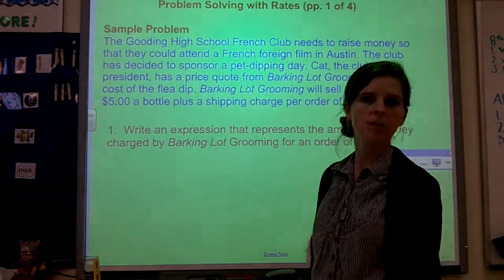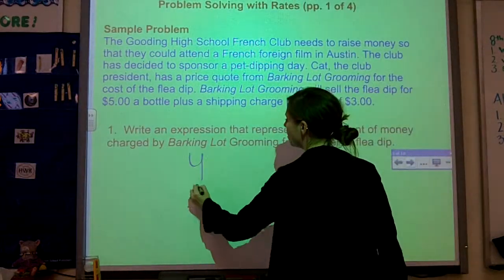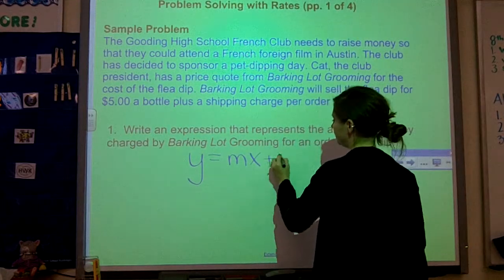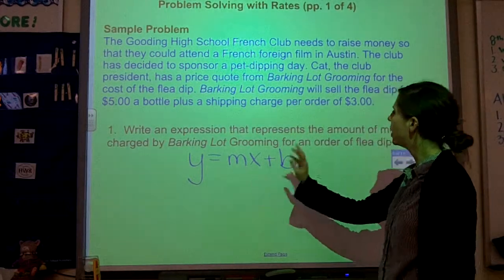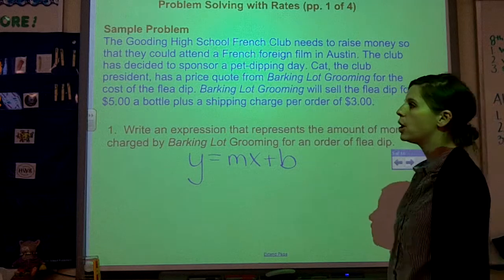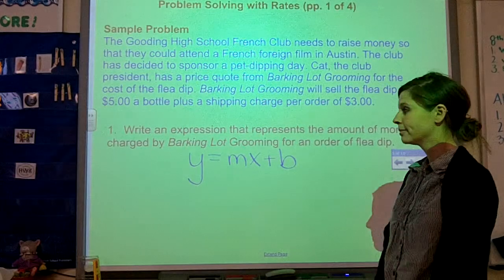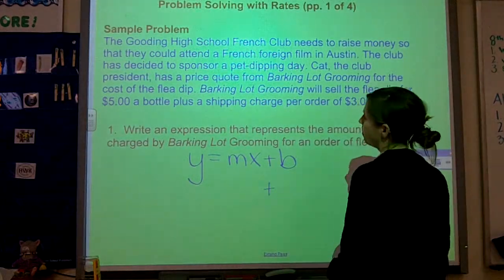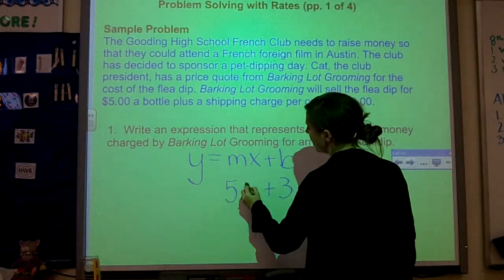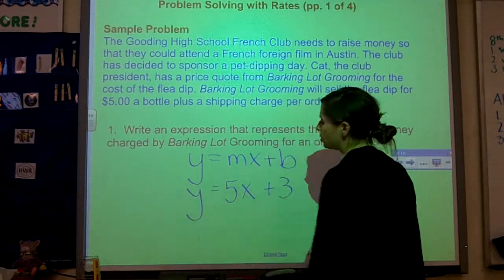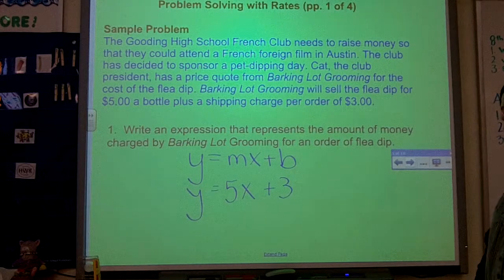I'm going to use Y and X for this one. Why? Because I feel like it. So, we have our simple equation we start with always right here. In this case, I need to figure out what is my multiplier and what is my constant. Most of you probably already know, but I'm going to give you a minute to figure it out. Pause if necessary. My constant is the $3 shipping charge per order, and my multiplier is $5 per bottle. So the equation here for this Barking Lot Grooming problem would be y equals 5x plus 3.